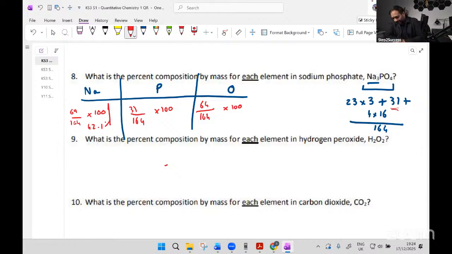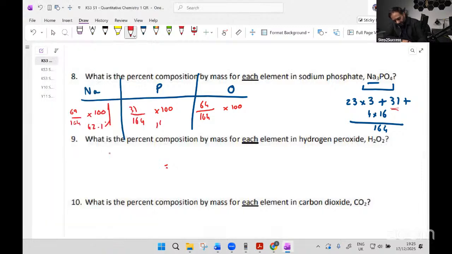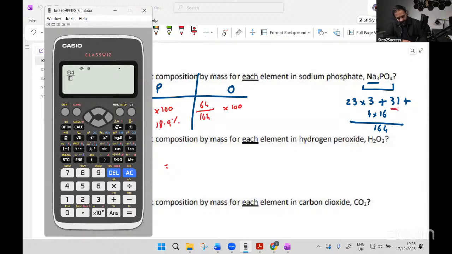Then you have to do the same thing for this. I'll do it for this one as well, just to show you. In fact, I'll just finish this one off. So 31 out of 164 times 100 is 18.9%. So that will be 18.9%. And then the last one, which you could do in a quicker way, which I'll tell you in a moment, 64 over 164 times 100 is 39%.